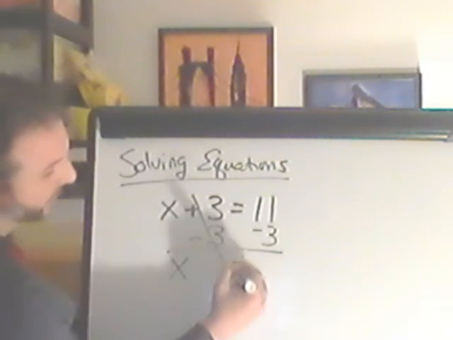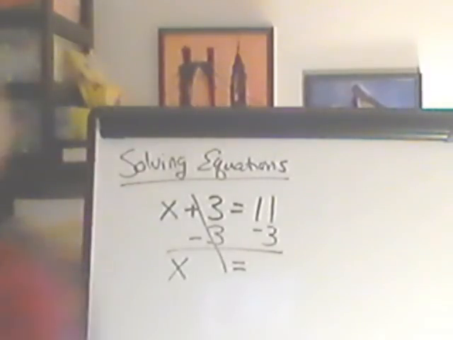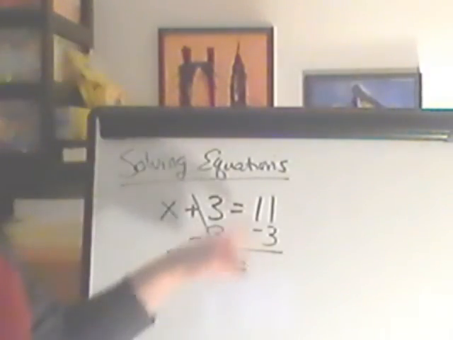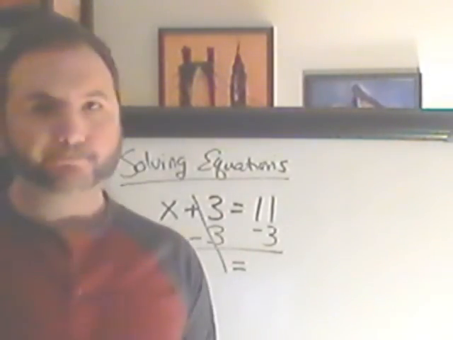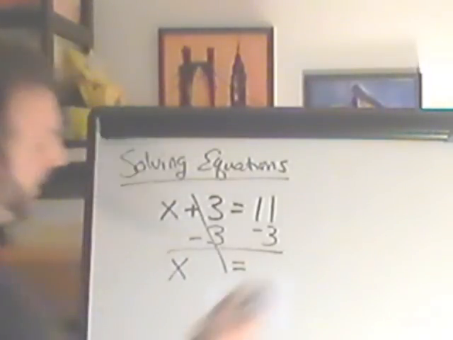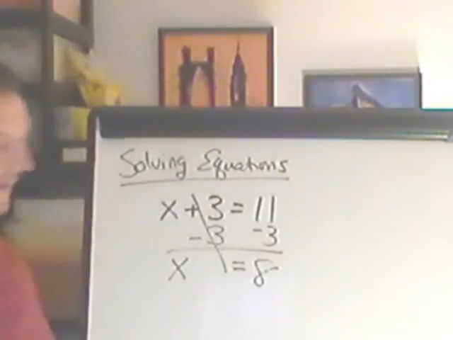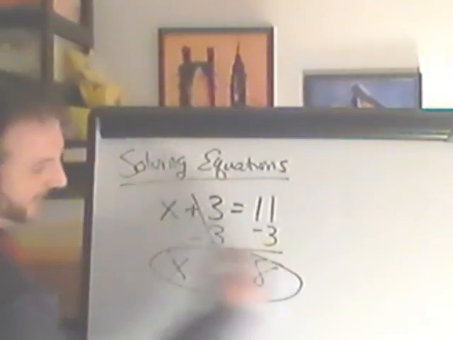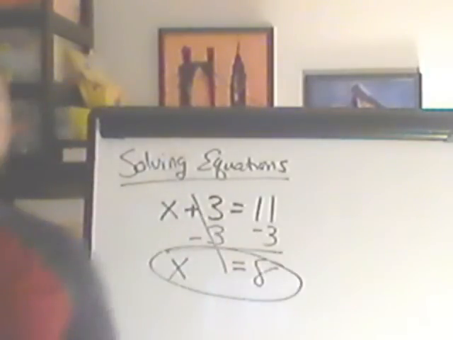I drop down the equal sign. Now's where it gets fun. 11 minus 3, what is it? 8, right? Hopefully you did some mental math there. 8. So look what I have. X equals 8. So according to this solving, 8 is what x is.